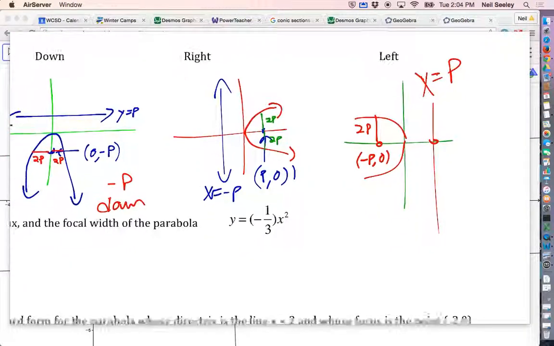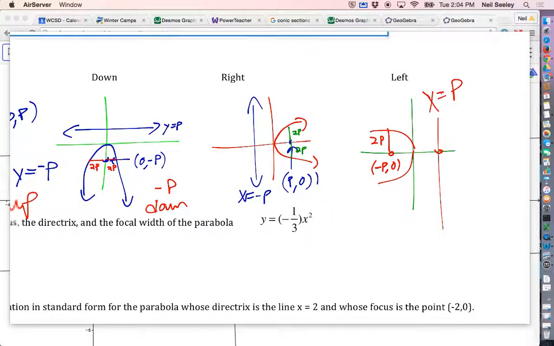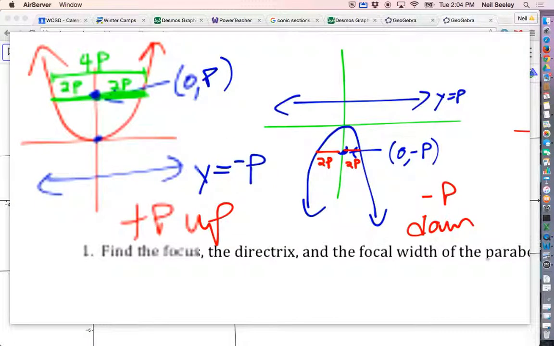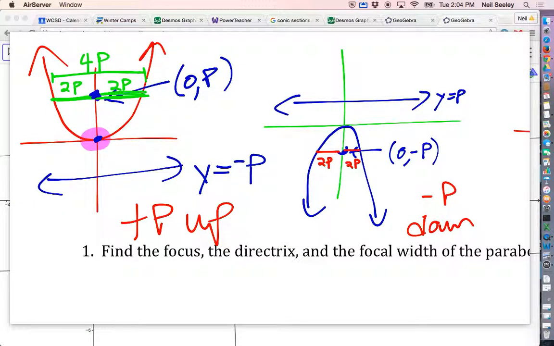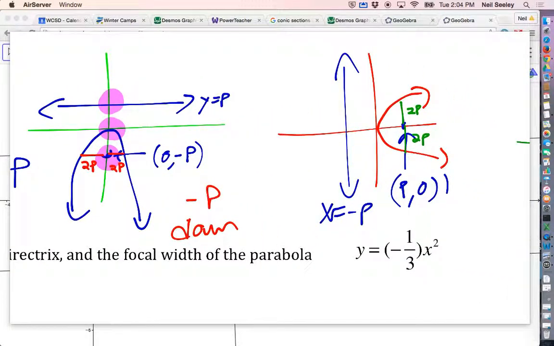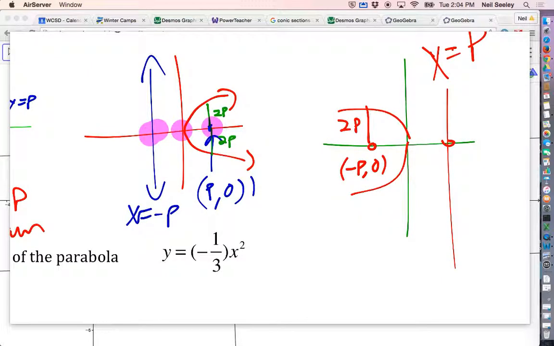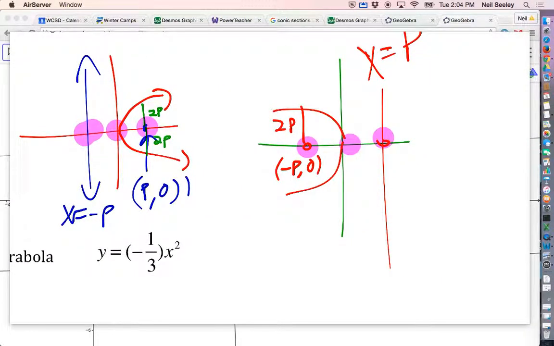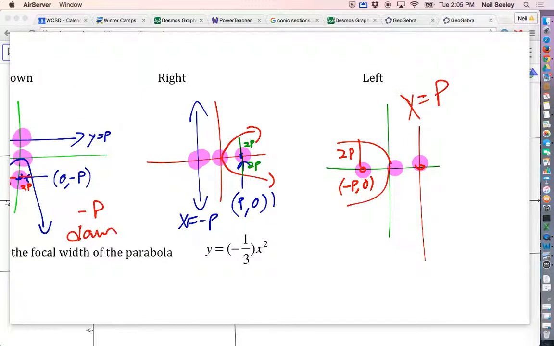Something else I want to point out is that the vertex is always exactly halfway between your focal point and the directrix, smack dab in the middle. So directrix, focal point, vertex. Vertex is always in the middle. Look at those guys, they're always nicely lined up. They're P apart. There's a space of P between them.